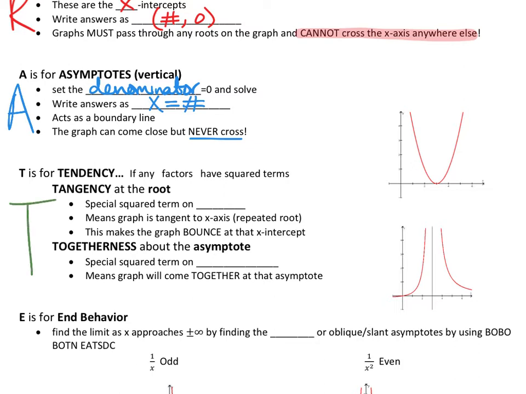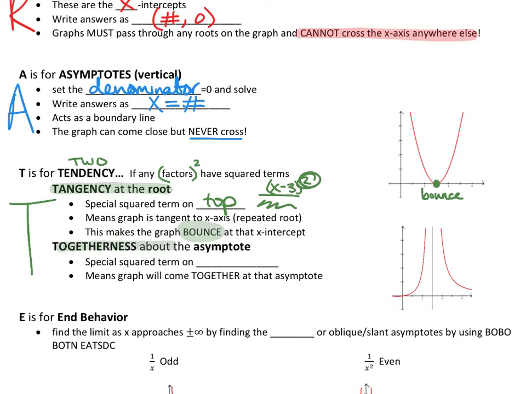The T is for tendency. There are two tendencies you can find. You're looking for whether any factors have squared terms. Something else you can think about is T is for tendency or 2, because if you have any squared terms or any 2 terms in the top or bottom, something specific happens. You have a tangency at the root if there's a squared term on the top, in the numerator. I don't really care what's in the denominator, but if there is some sort of squared term, that indicates you have tangency at that x-intercept. More importantly, what we've been using to talk about tangency is that it's going to bounce at that x-intercept. So here, we would know that this was some sort of bounce or tangency at that zero of 3. We've already talked about this before. It's the multiplicity of 2 bounces.